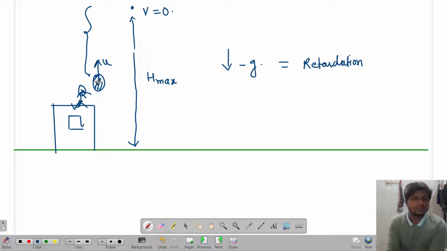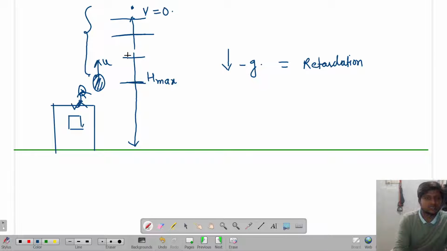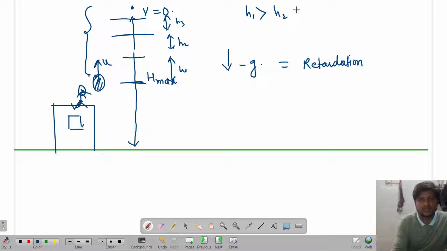Try to understand when it is going from initial velocity to its final velocity equal to 0. What is happening in this first case? Its velocity is decreasing, which means always its velocity is decreasing. If you measure the heights h1, h2 and h3, you will observe that h1 is much greater than h2, which is greater than h3. It is a perfect case of retardation, or not?